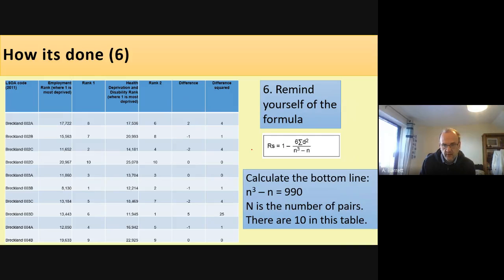Right, then go back to the formula again. You need the bottom line, which is n cubed minus n. So nice easy maths, because there's 10 pairs of values. Obviously 10 cubed is 1,000. Take away 10, you get 990.